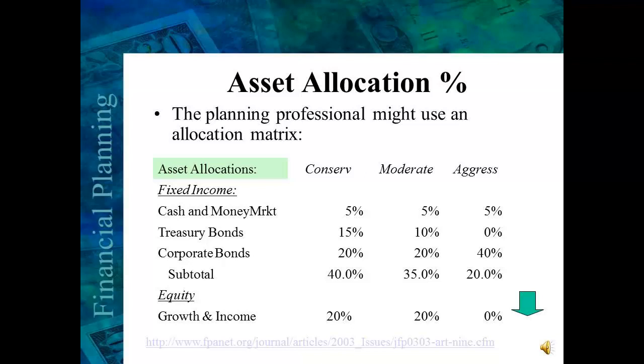The planning professional might also use an allocation matrix rather than a pie chart. There is an excellent article entitled Assessing Risk Tolerance for Asset Allocation by William Droms and Stephen Strauss at the following Journal of Financial Planning website. Exhibit 4 in this article shows an allocation matrix that was most likely produced using mean variance optimization.